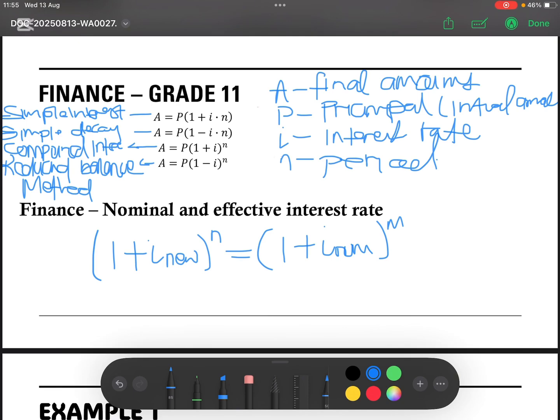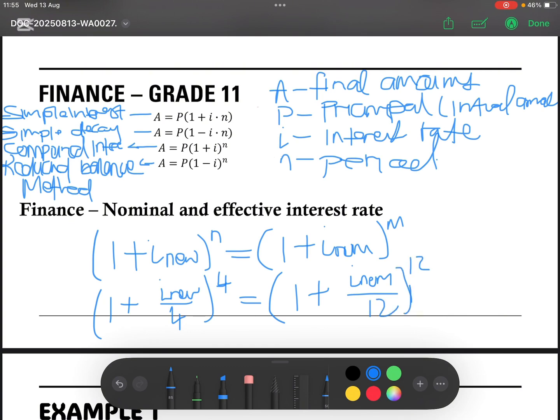So for example, if we were to convert from monthly to quarterly, then we are going to have 1 plus the new interest rate, which is what we are looking for, compounded quarterly, divided by 4, to the power of 4, equals 1 plus the nominal interest rate divided by 12 to the power of 12.